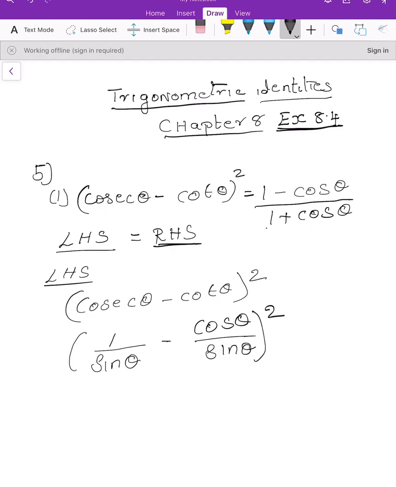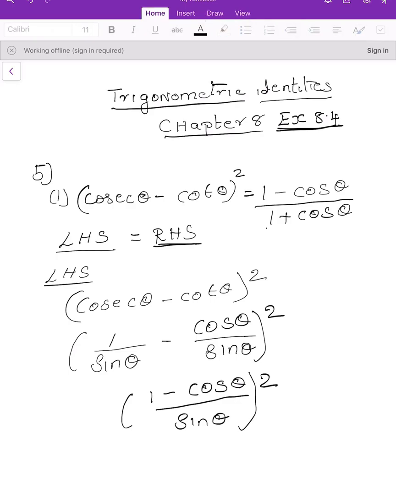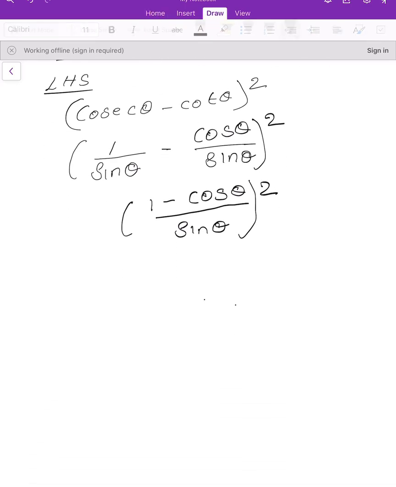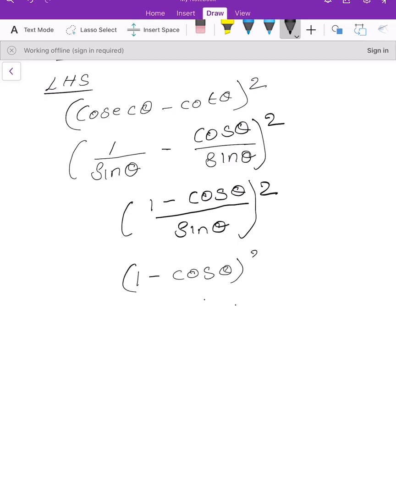the whole square. Because the denominator is same, I can write it as one denominator: (1 minus cos theta) by sine theta, the whole square. So separately I am writing (1 minus cos theta) the whole square by sine square theta. The top one is in cos theta, so I'll not do anything with it, but the denominator is sine square theta. I'll try to change the sine theta also into cos theta.